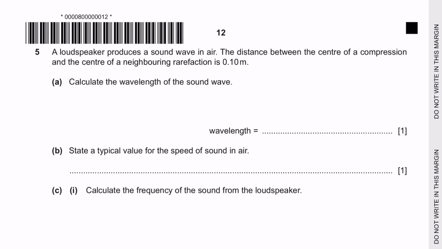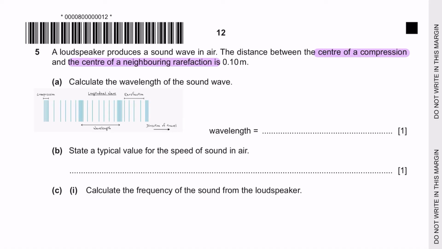Next, question 5. A loudspeaker produces a sound wave in air. The distance between the center of a compression and the center of a neighboring rarefaction is 0.1 meters. Sound wave is a longitudinal wave, and this is what it looks like. This part with the lines closer to each other is called a compression, and the lines which are further from each other is called rarefaction.